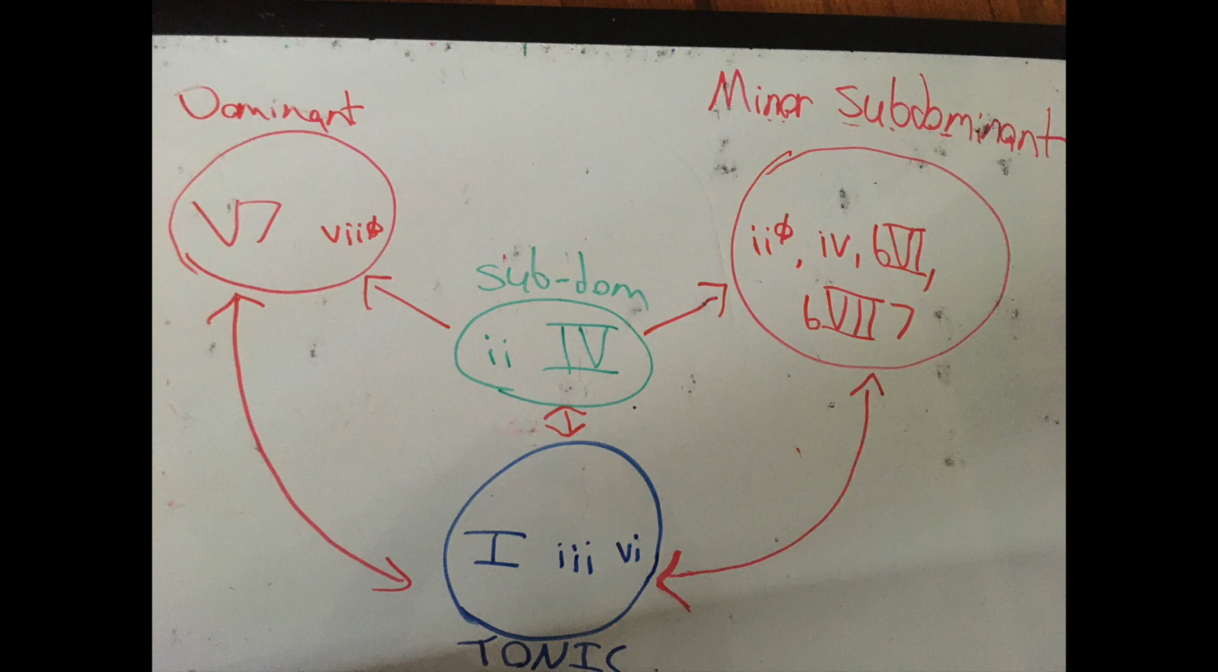Like, for example, for the 1 chord, you could use a 3 chord or a 6 chord instead, and it would still have the same function. For the subdominants, you could use either the 2 or the 4. And then for the dominants, you can use the 5/7, or you can use the minor 7 flat 5. That's a half step below the root.